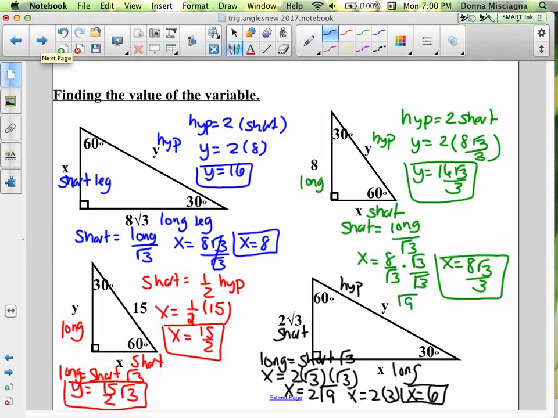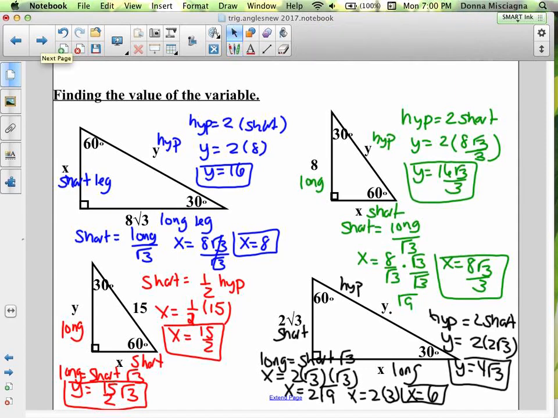It's the last one. And then y is the hypotenuse. Hypotenuse equals 2 times the short. So that means y is equal to 2 times 2 square roots of 3, which means y is 4 square roots of 3. And that's all there is to it. Then we're done with these problems, and that's it for special right triangles.